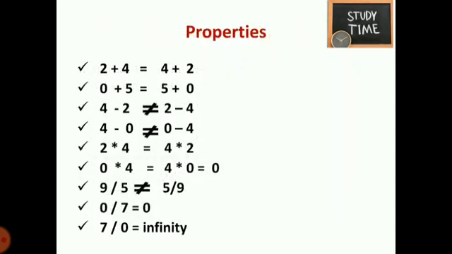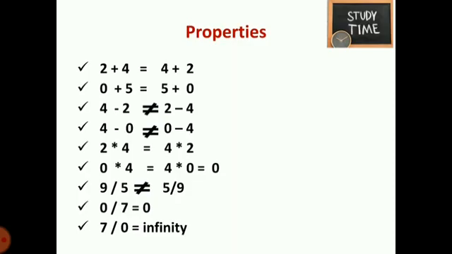Next, properties of arithmetic operations. See, first one, 2 plus 4 equal to 4 plus 2. So whenever you change the order of addition, it will be same. 0 plus 5 equal to 5 plus 0 equal to 5. 4 minus 2 is not equal to 2 minus 4 because 4 minus 2 is 2, 2 minus 4 is minus 2. 4 minus 0 is not equal to 0 minus 4.